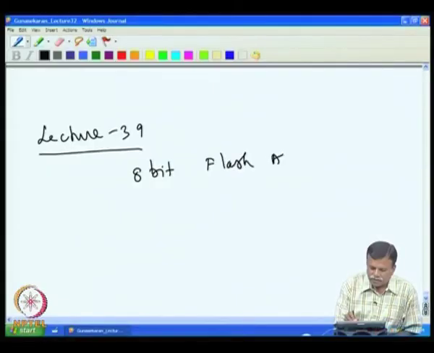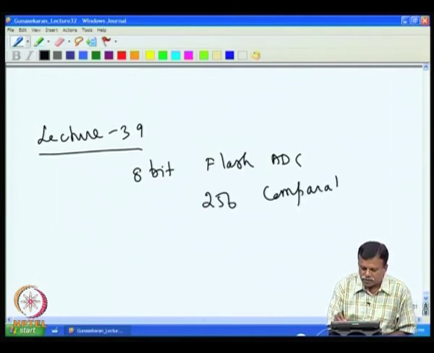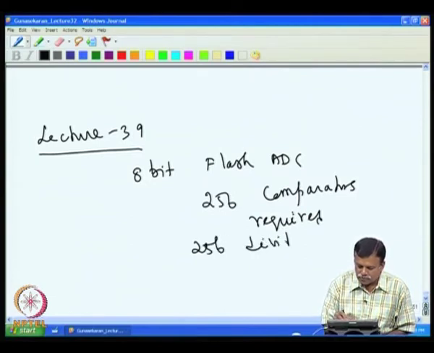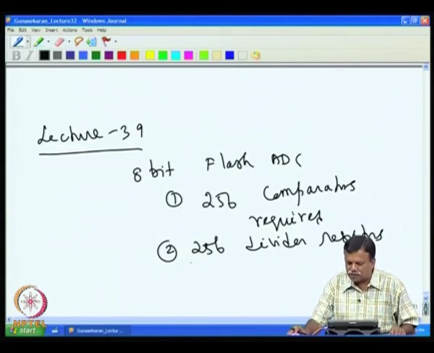In this lecture we continue to talk more about flash A to D converters, because in the previous lecture we discussed the 8 bit flash A to D converter, and we showed that for an 8 bit flash ADC, we need 256 comparators, and similarly 256 divider resistors. These two are tough to achieve, but 256 comparators and 256 divider resistors is somewhat manageable.